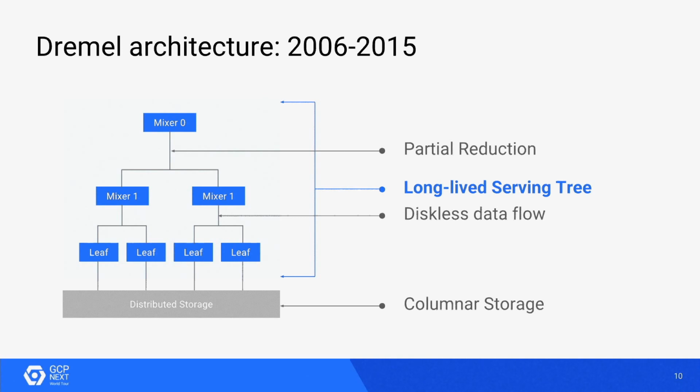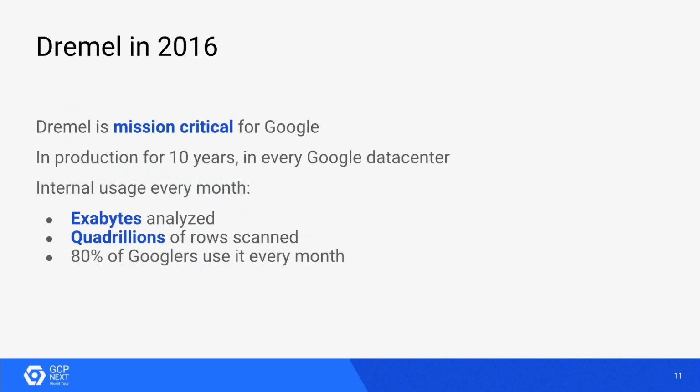If you'll notice, we actually say Dremel architecture 2006 to 2015, because there was actually an update to Dremel X, which we'll talk about a little bit later into the discussion. So Dremel is critical for Google.